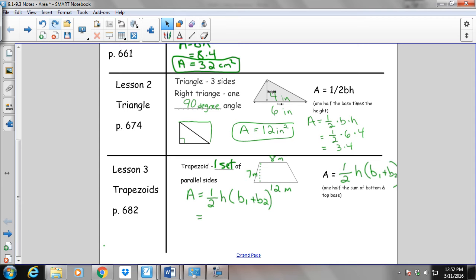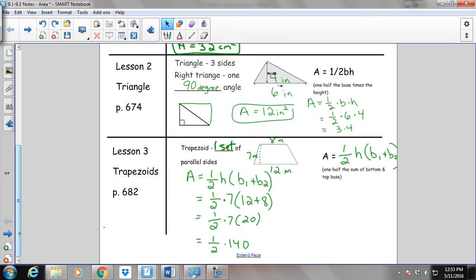So what do you do? You find the formula. I've identified this as a trapezoid. Find the formula and plug in the information you know. So 1/2 times 7, that's the height, parentheses, the first base is 12, second base is 8, and then you work that out. Order of operations, do inside the parentheses first. 12 plus 8 equals 20, times 7. Oops, let's get that down a little bit more so you can see that.